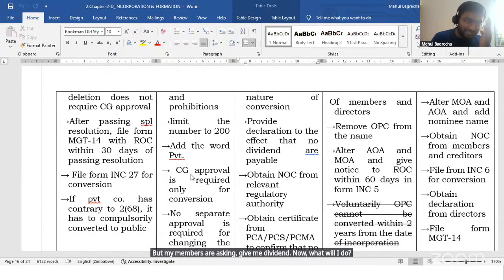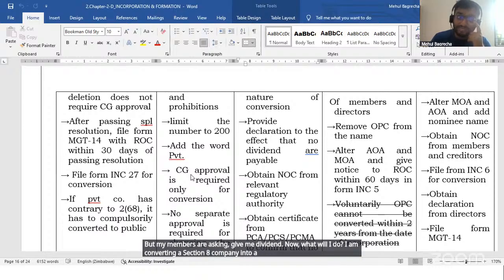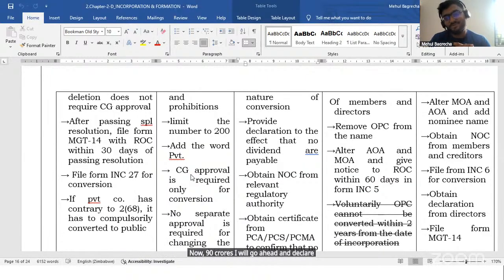I am converting a Section 8 company into a private company. How much money I have? Let's suppose it is 100 crores, 90 crores is with me. Now 90 crores, I will go ahead and declare dividend. Is it okay? Such a flawed mechanic it would be. If I do this, absolute rubbish. You can't do this. All right.